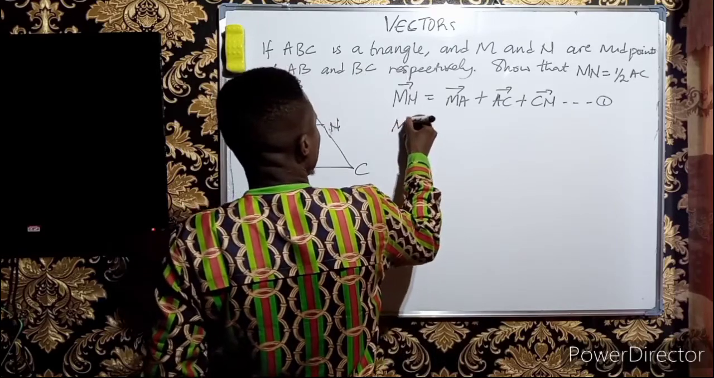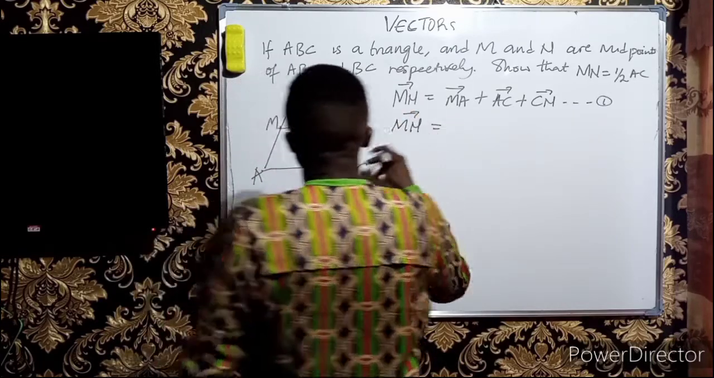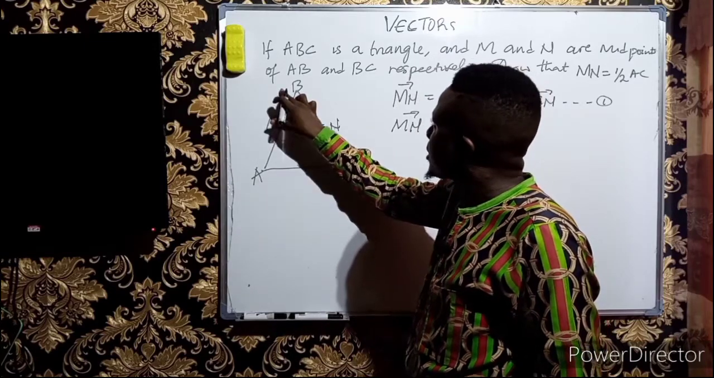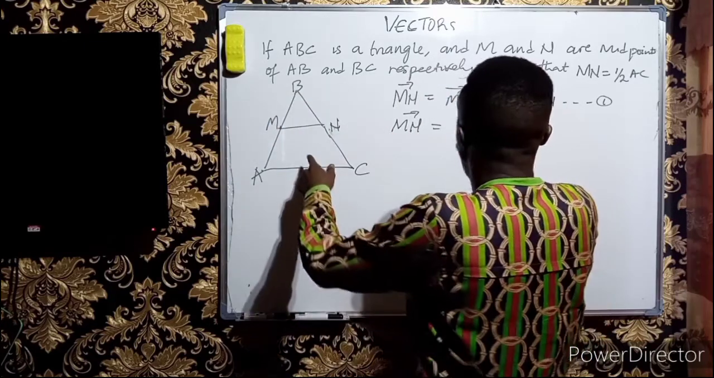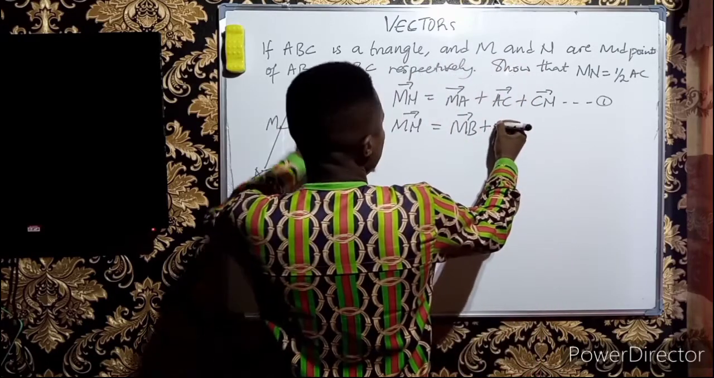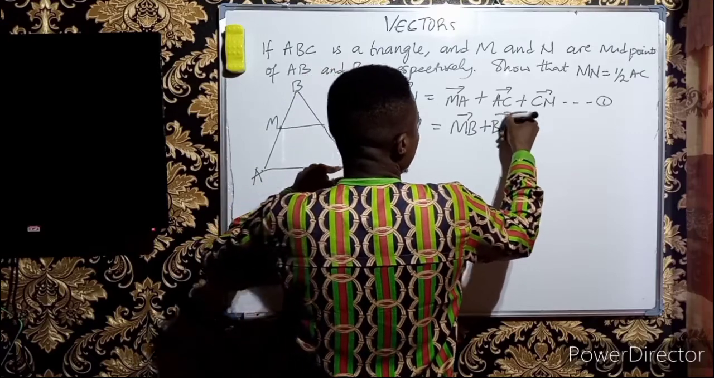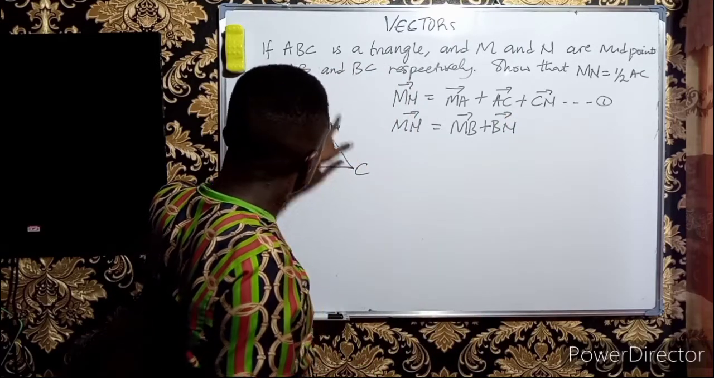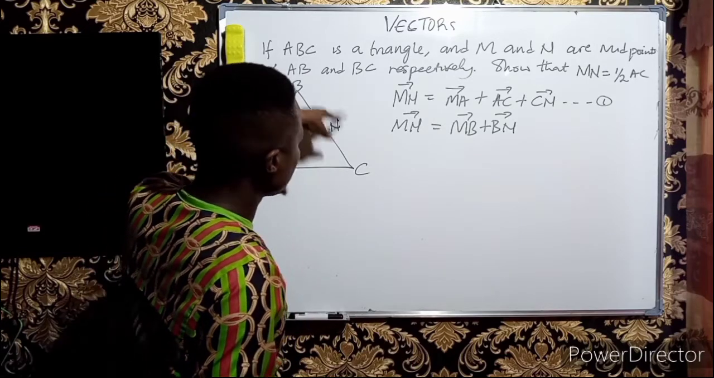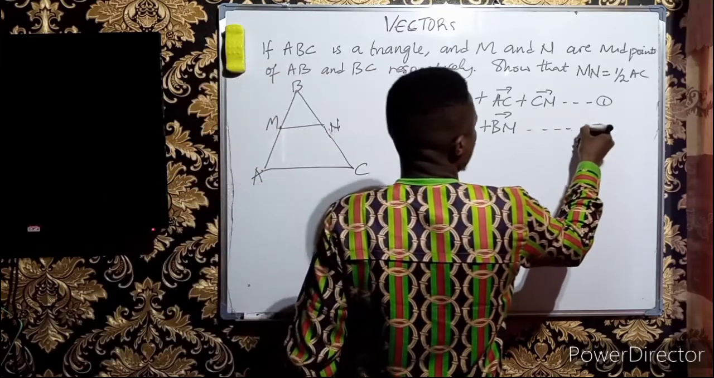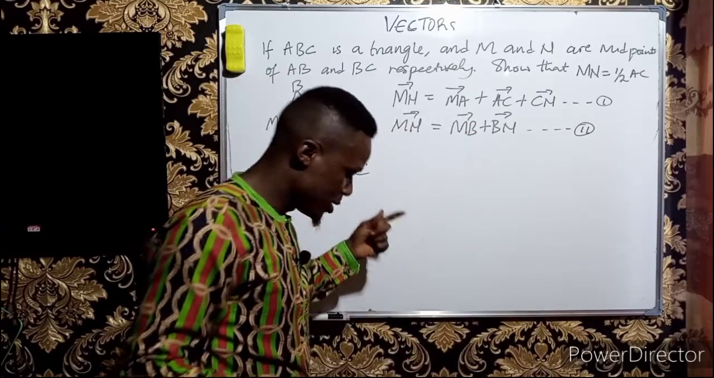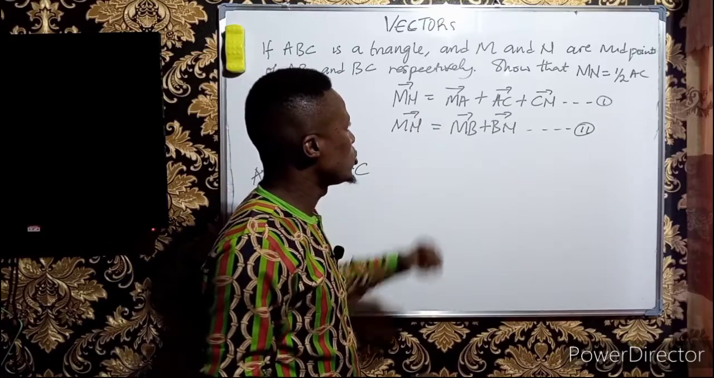Also, MN can be seen as MB plus BN. If you go the other way around, MN is not BN plus BM. Rather, MN is MB plus BN. So this can be called equation 2. Now there is nothing I can do here. The only option I have is to sum up equations 1 and 2.